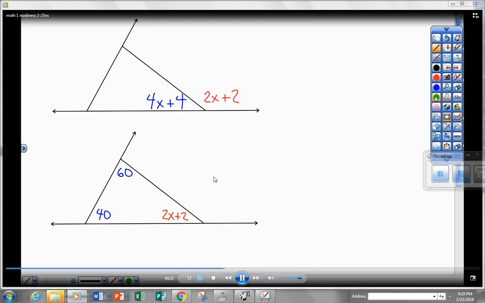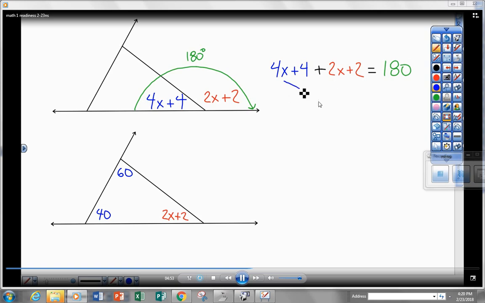So to do this top problem, I take that 4x plus 4, and I realize that both these together will equal a straight turn, a 180 degree turn, a supplementary pair of angles. So 4x plus 4 plus 2x plus 2 equals 180 degrees. So to solve this, I'm going to combine like terms, the 4x and the 2x, and that's going to give me 6x.